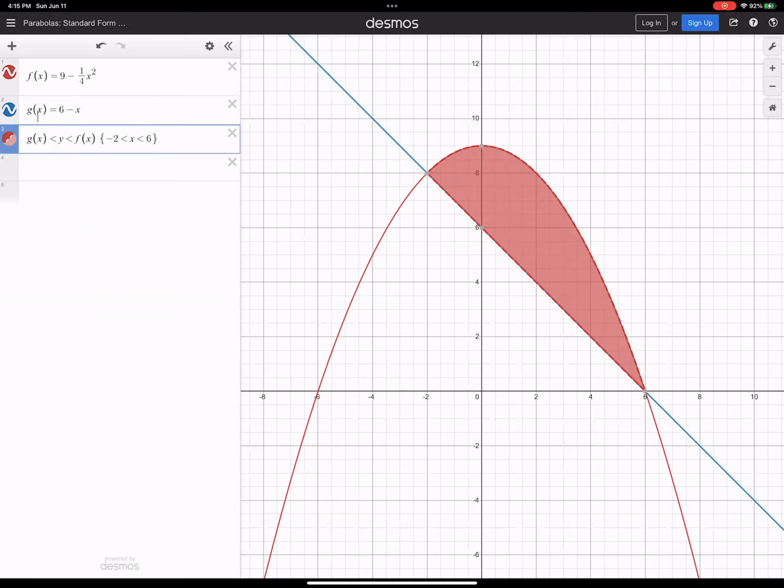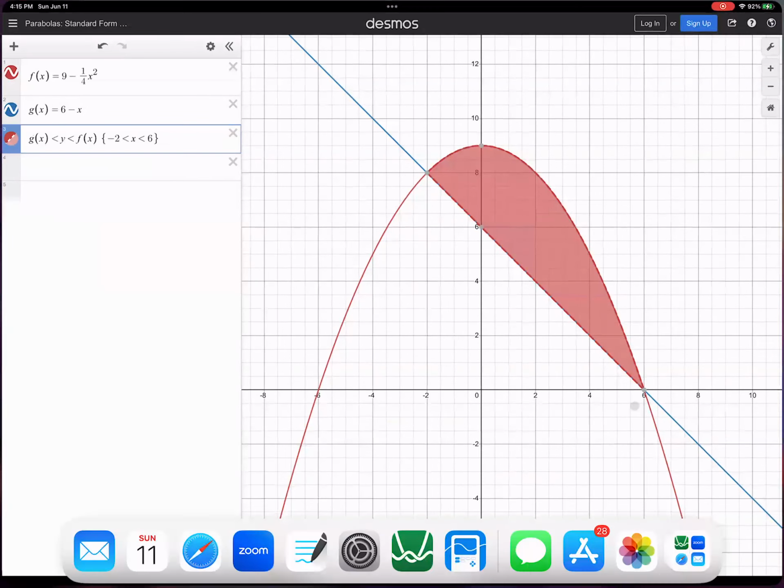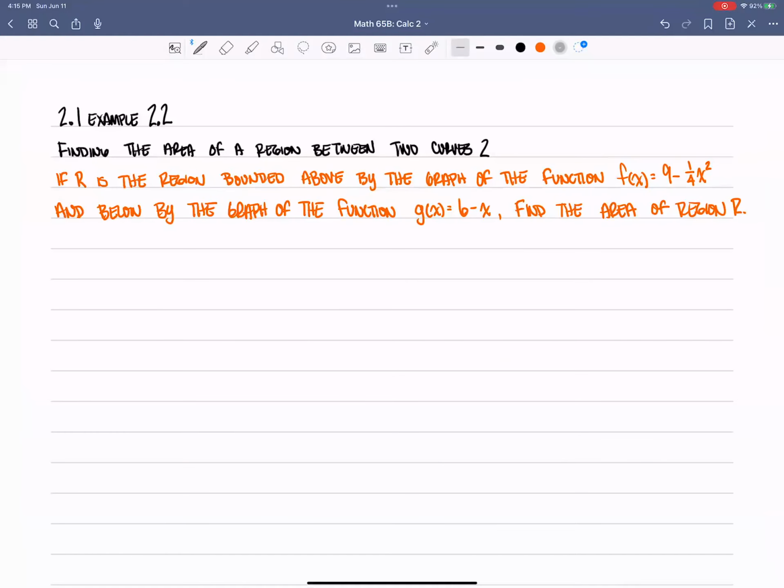We'll see what I mean by fishy in maybe the next example or another example, but looking at this, we have that going on right there. So now we know that we're going to integrate between -2 and 6. So integrating from -2 to 6, where f of x is the top function, and we're subtracting all of g of x. All right, let's see what that looks like computationally.